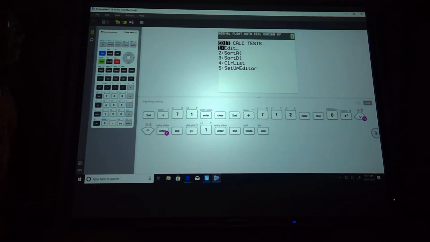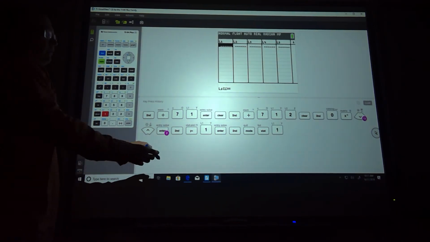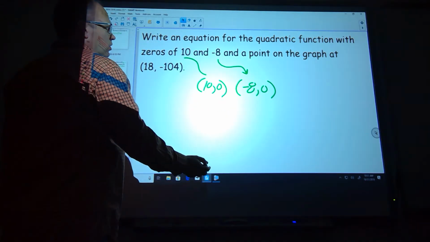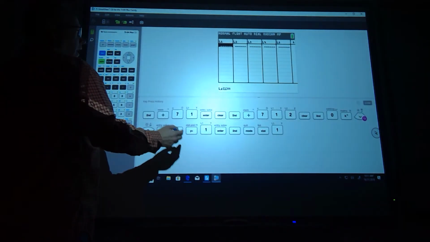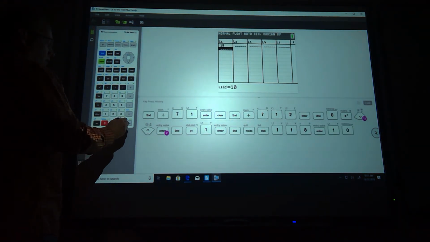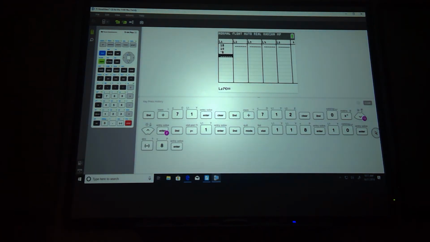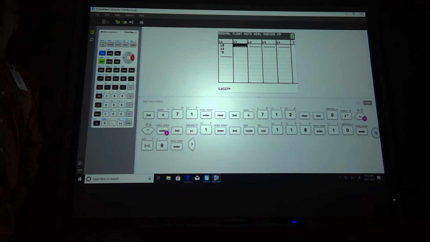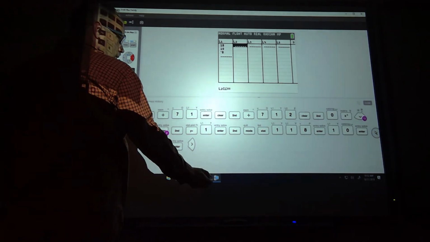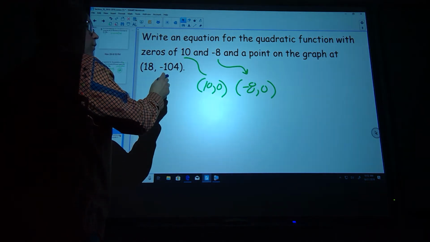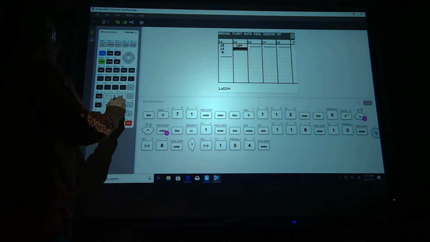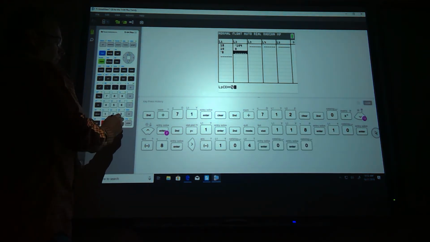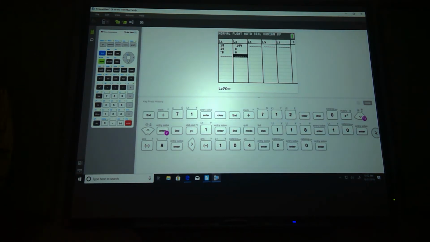All right, so now I'm going to go stat. That's that red button right there. I'm going to go to edit. And then I have to look. List 1's going to be my x values, and I got to keep them in some sort of order. So I'm going to go negative 8, 10, 18. Agree? My L2 is going to be my y components. Make sure you keep your ordered pairs together. So I have 0, 0, negative 104. Agreed? Is that okay? Yep.